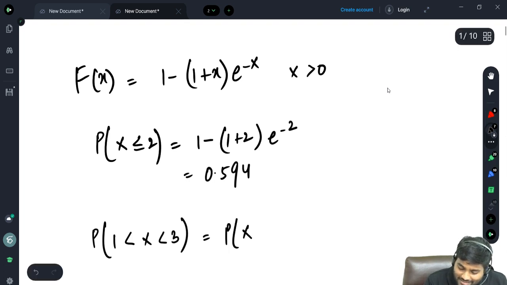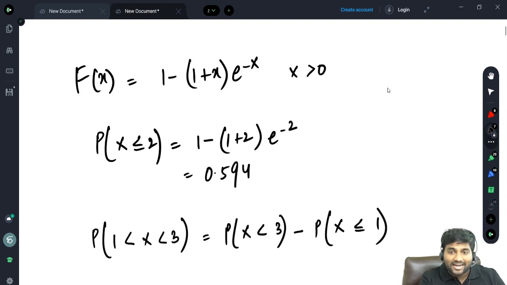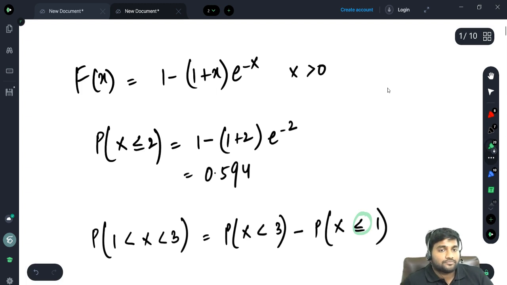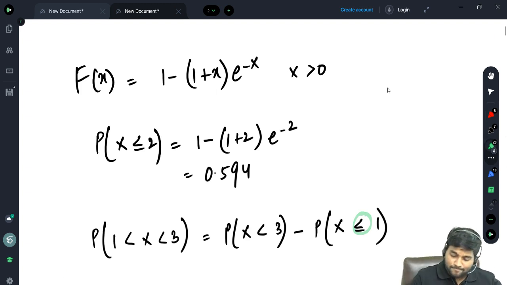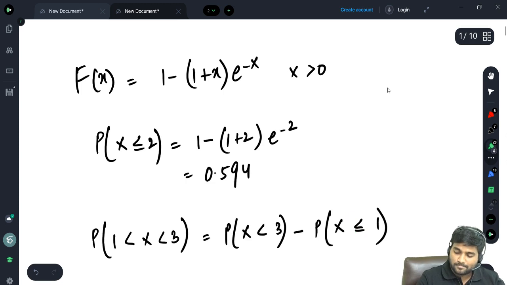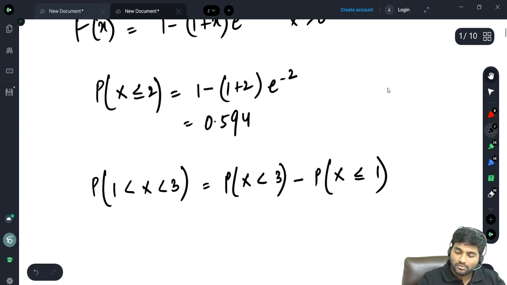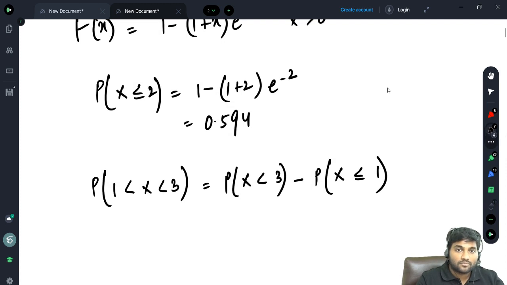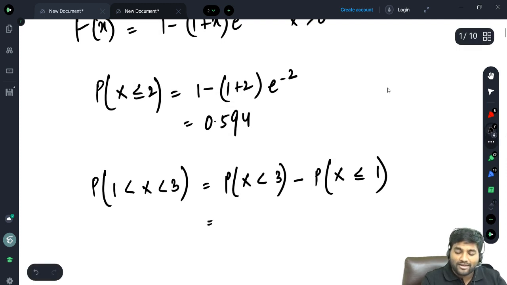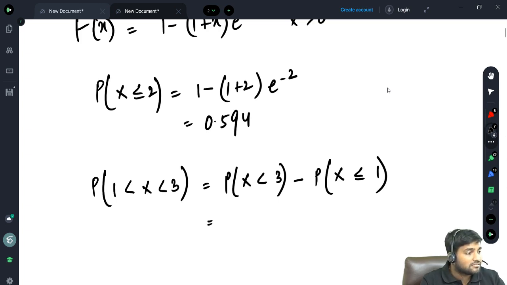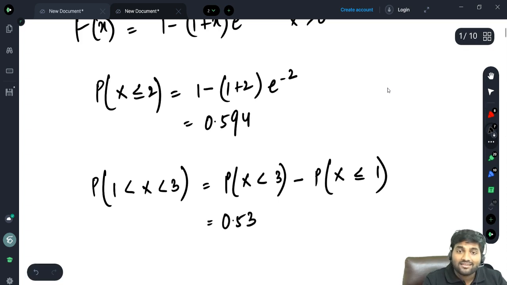तो here probability x is less than 3 less probability x is less than equal to 1. यही कट जाएगा एक नंबर. This is very important. Okay. So, how to solve? We'll put the value 3, then we'll put the value 1. Get the final answer. 0.537. Aage badho jeevan mein.